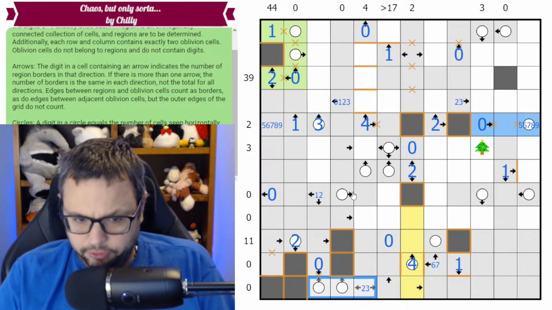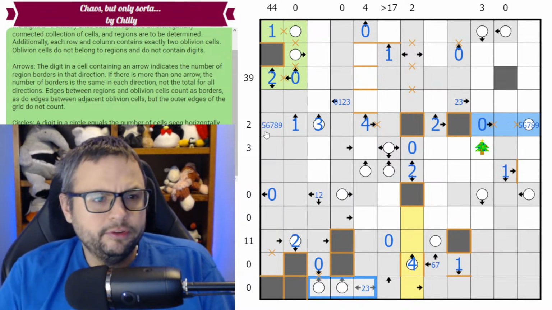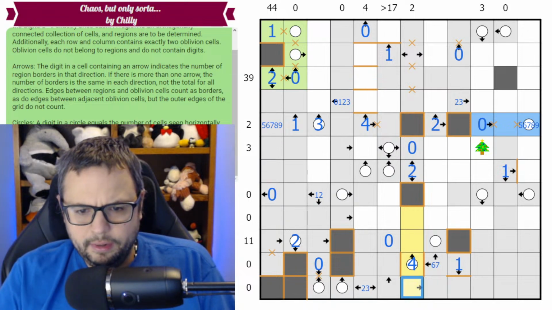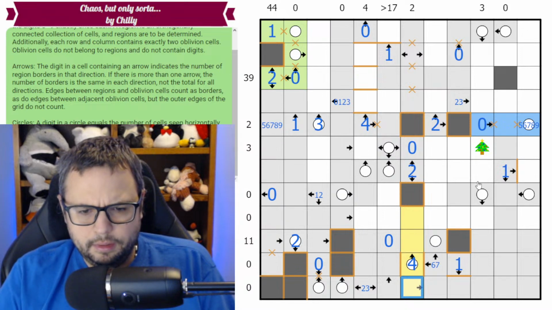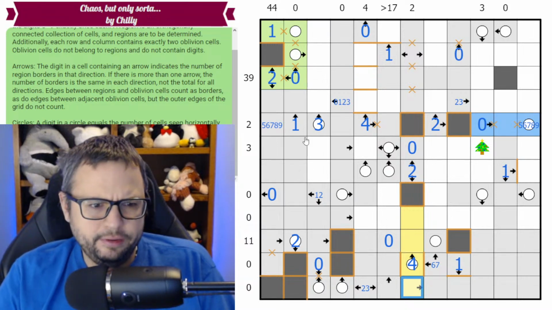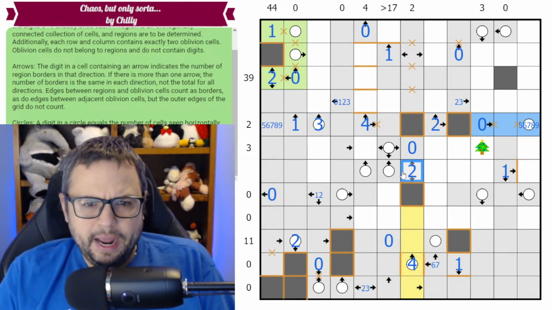Arrows are per direction, not total, correct. Okay, Michael says row 12, column 7 arrow is known, 3. That's this one. I don't see how we know what that is. I would believe that we do, but I don't see it.